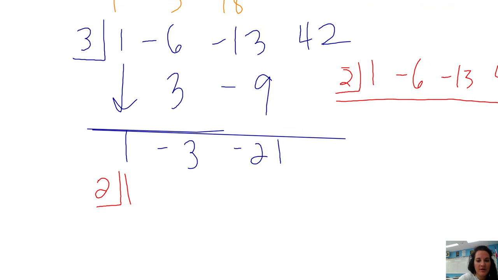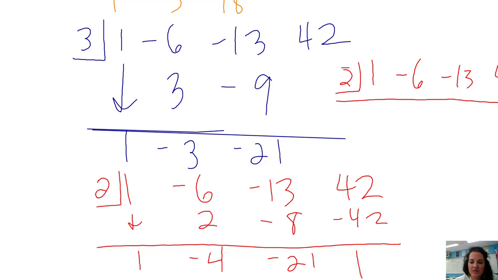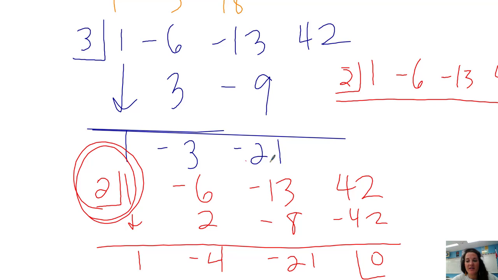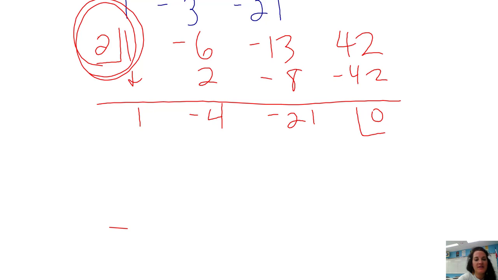2, 1, -6, -13, and 42. 1, 2, -4, -8. Here we go. -21, -42. My remainder is 0. 2 works. I'm going to put a big circle around 2 because that's part of my answer. So now that 2 works, I set this up and I go x squared minus 4x minus 21.